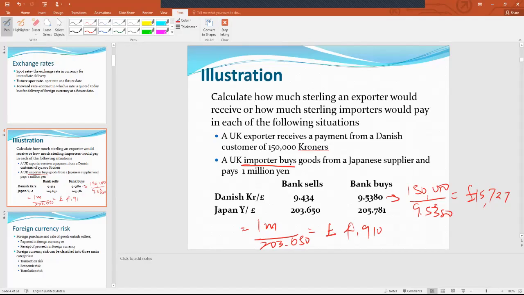4,910.35. 9.3. Okay. That is the amount you're going to be paying to the bank for the bank to give you the 1 million yen. Clear?